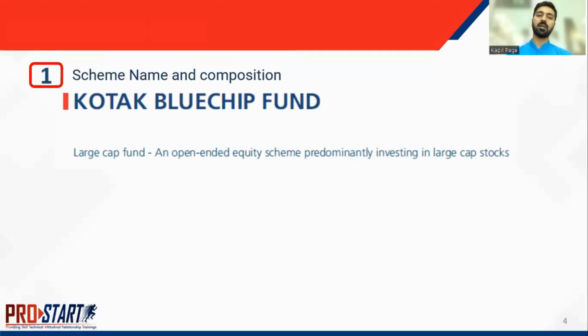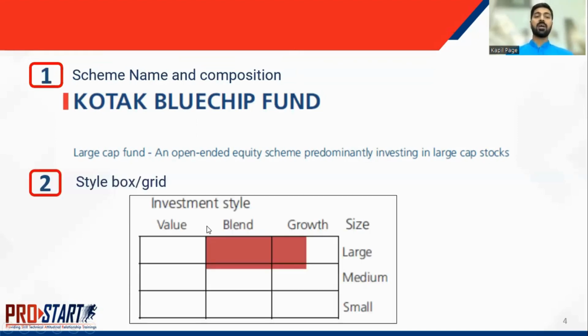You will be also finding out the composition. Okay, where this mutual fund will be investing. So a blue chip fund mostly invests into large cap stocks. Okay, so we have the second one, that is style box or the investment style grid. You can see that there are 9 boxes here.